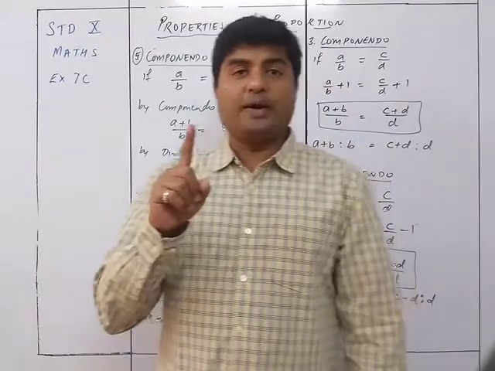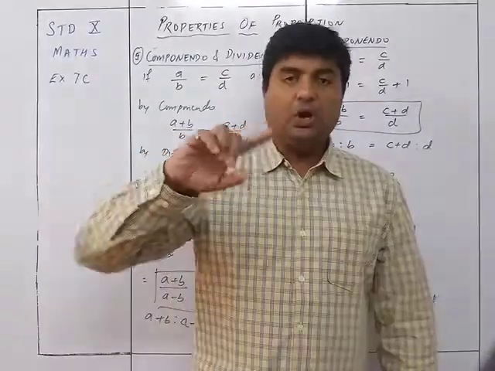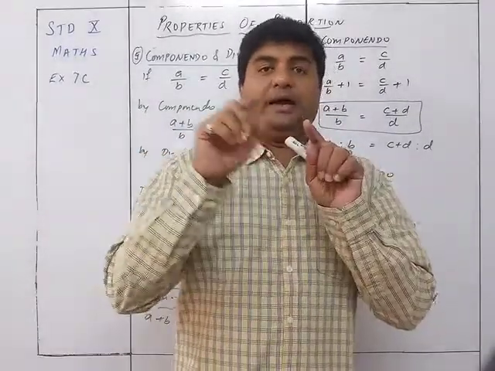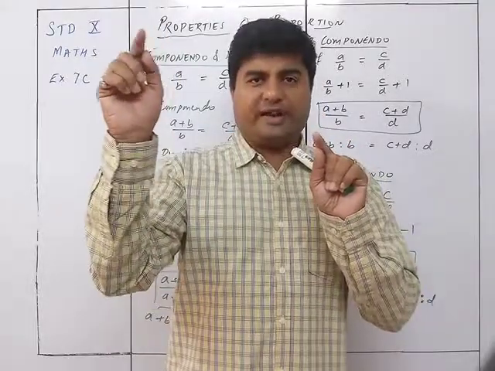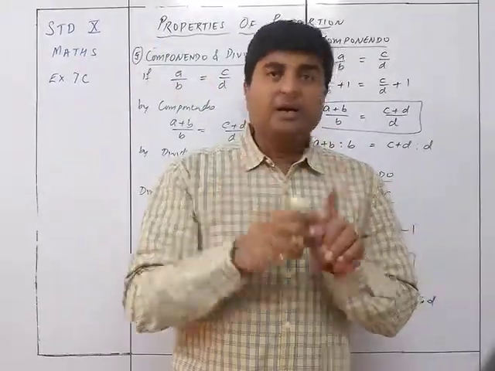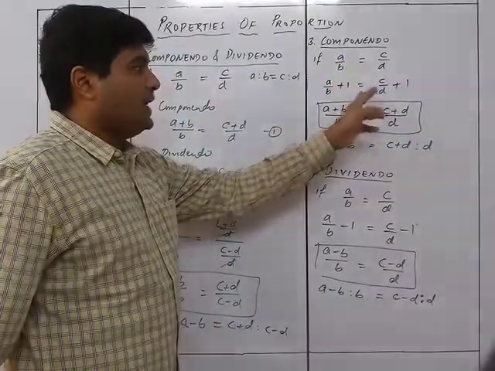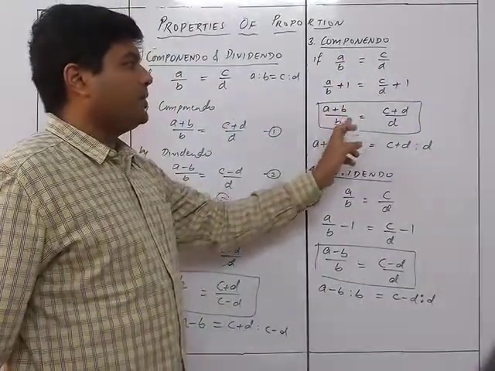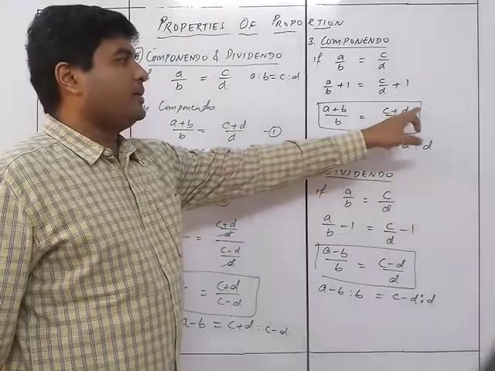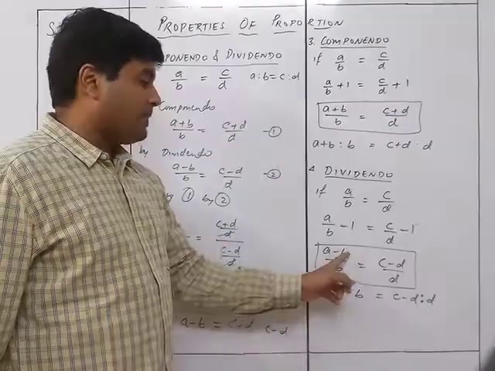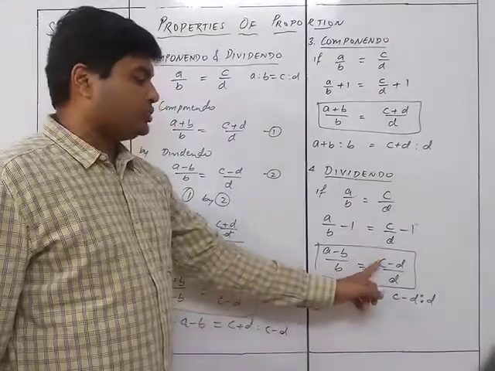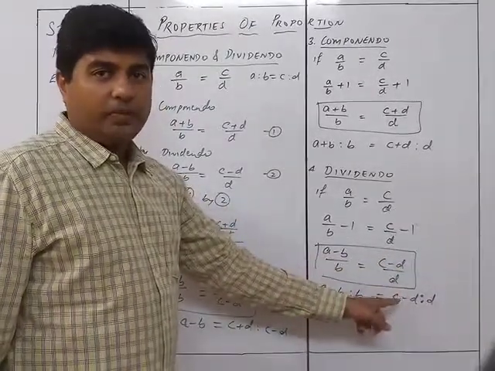First one was invertendo, which was just the reciprocal. Alternando is just the interchanging of the denominator of the first to the numerator of the second. Third one is componendo, adding 1, so you get numerator plus denominator upon denominator is equal to numerator plus denominator upon denominator. Dividendo is numerator minus denominator upon denominator is equal to numerator minus denominator upon denominator.